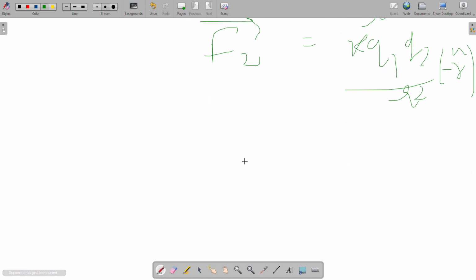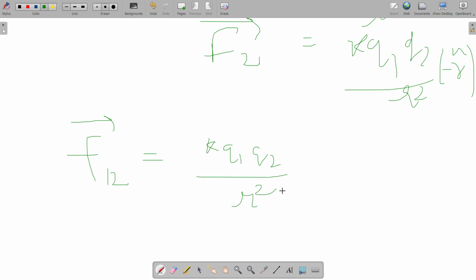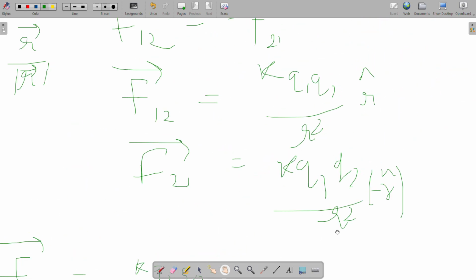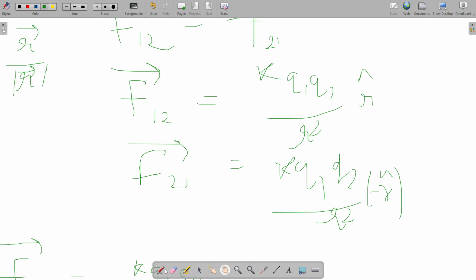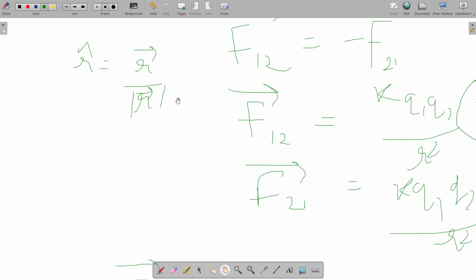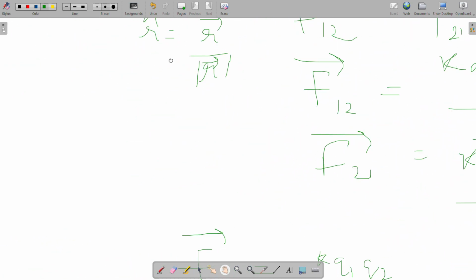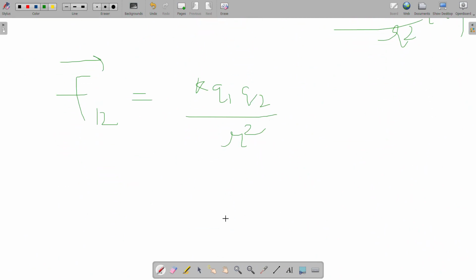So now let's just take any one of these. Let's take F1, the force on 1 due to 2. K Q1 Q2 divided by R square remains the same. Now we have to change this R cap into the standard form which I wrote here. We will put it as the R vector divided by the magnitude of the R vector.